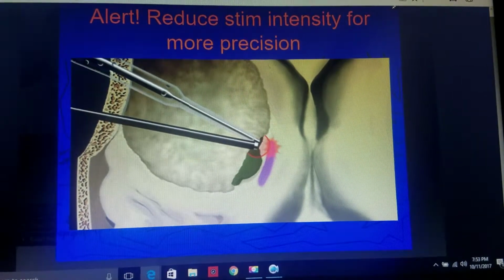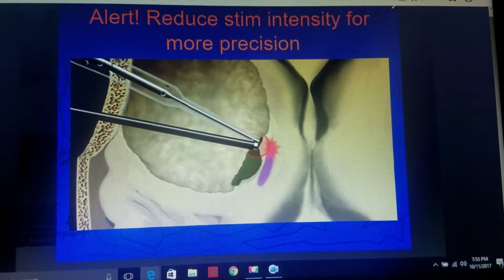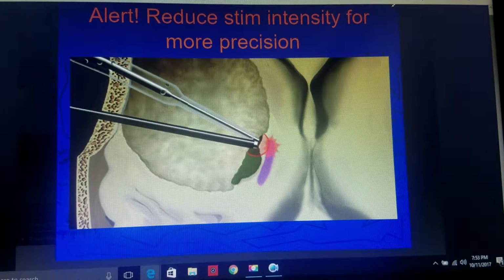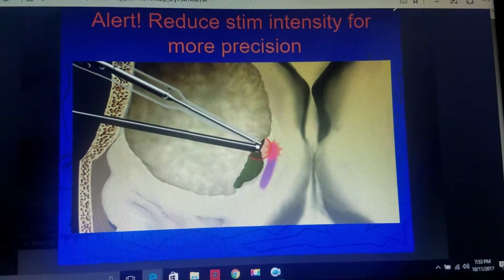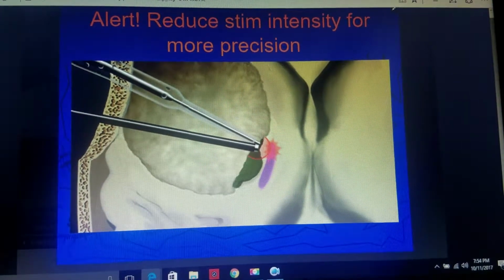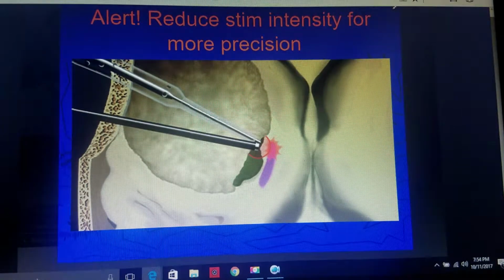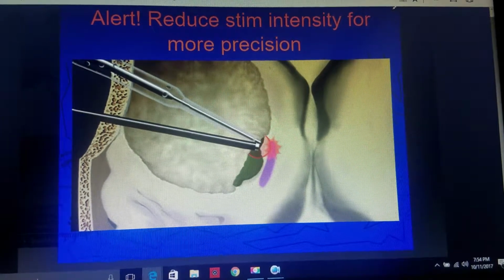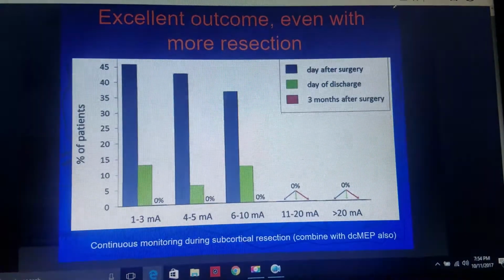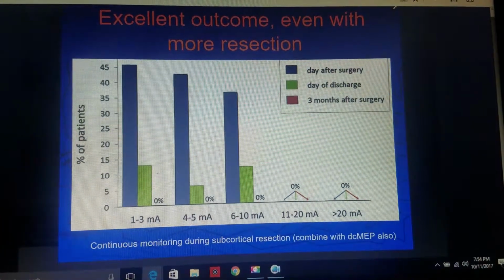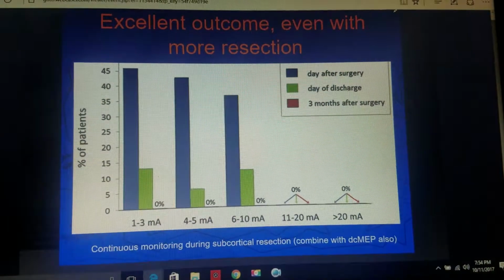And the wonderful thing is that this produces better outcomes because now that you can precisely tell how far away you are from the corticospinal tract, you can keep dissecting and not have to stop a centimeter or 5 millimeters out because you don't want to impinge on the corticospinal tract. You can just keep going and get down to be very close. And here's the data from the Swiss group.